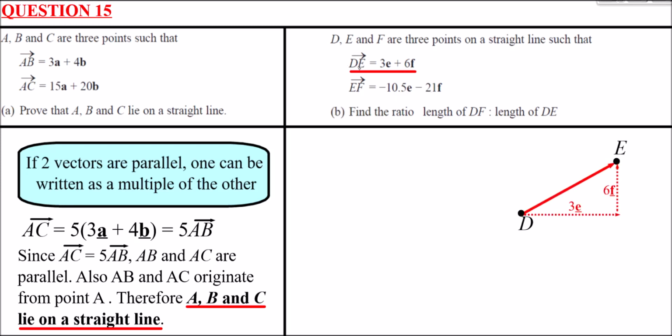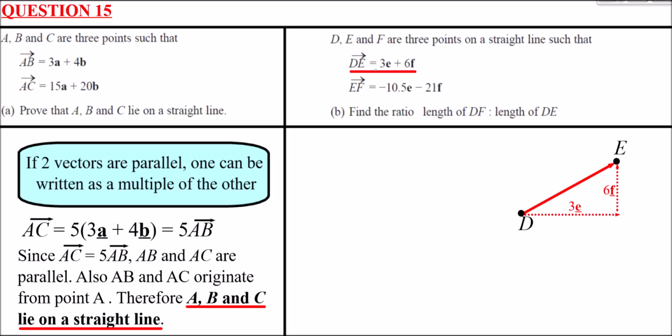But let's just start with imagining D to E. It might help to do a sketch here. So I don't know what vector e is, nor do I know what vector f is. So I'm just imagining e could be going to the right, and let's just say f is going up. As long as we're consistent with our ideas, it'll be fine.